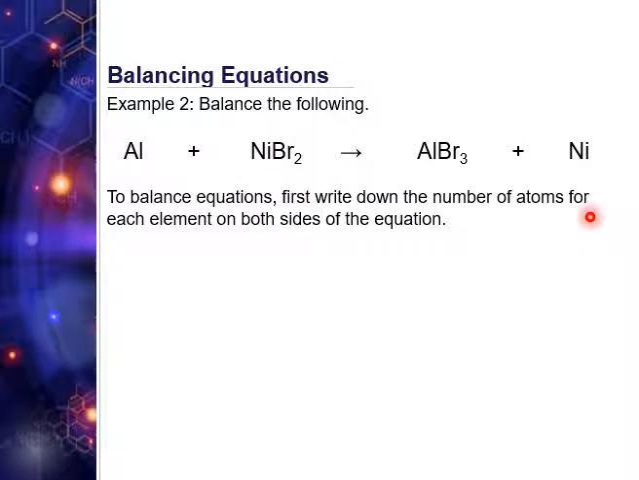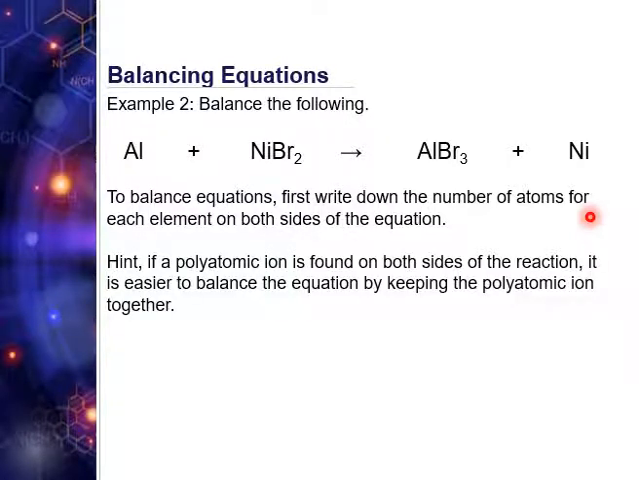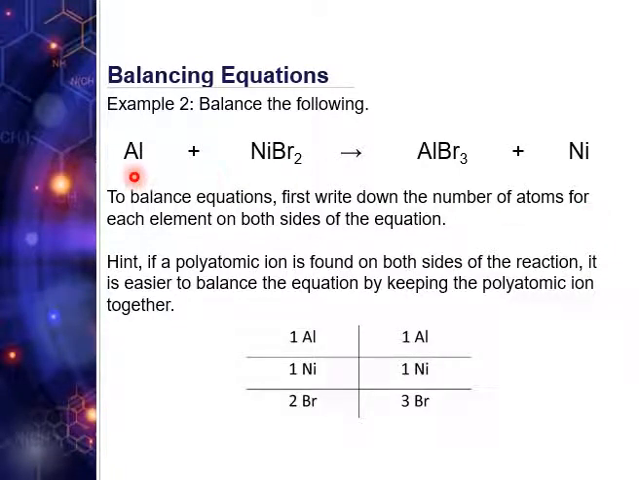To balance equations, first write down the number of atoms for each element on both sides of the equation. Hint: if a polyatomic ion is found on both sides of the reaction, it is easier to balance the equation by keeping the polyatomic ion together. You have 1 aluminum, 1 nickel, and 2 bromines on the left. 1 aluminum, 1 nickel, and 3 bromines on the right.